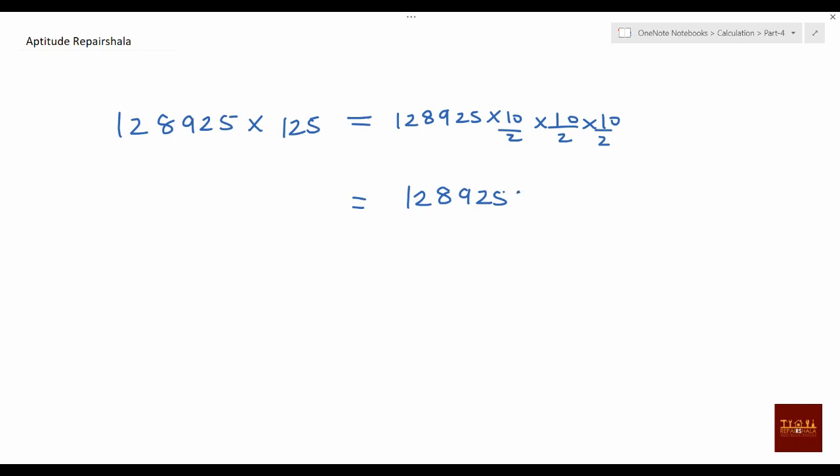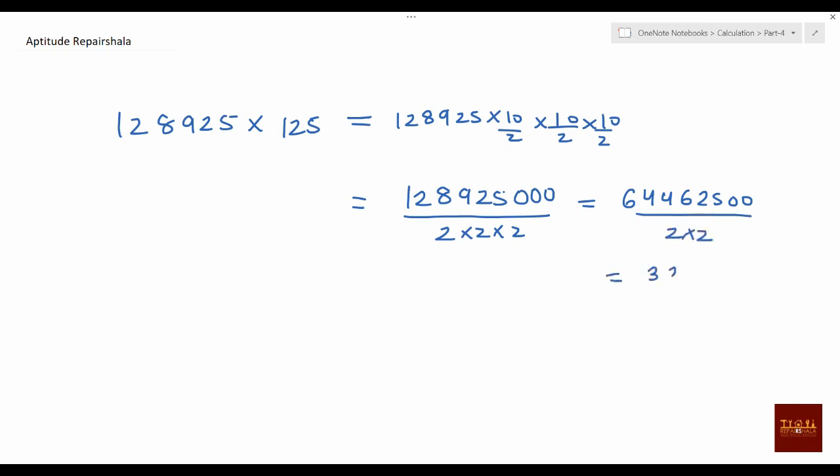Okay. Now check. This is written as 128925 into 3 zeros divided by 2 into 2 into 2. Again you can write this thing as 2 6s are 12, 2 4s are 8, 2 4s are 8, 2 6s are 12, 2 2 5 0 0 divided by 2 into 2. Again same thing: 2 3s are 6, 2 2s are 4, 2 2s are 4, 2 3s are 6, 2 1s are 2, 2 2s are 4, 2 5s are 10, 0 divided by 2. Now 2 1s are 2, 2 6s are 12, 2 1s are 2, 2 1s are 2, 2 5s are 10, 2 6s are 12, 225. This is the answer. Easily you can do.